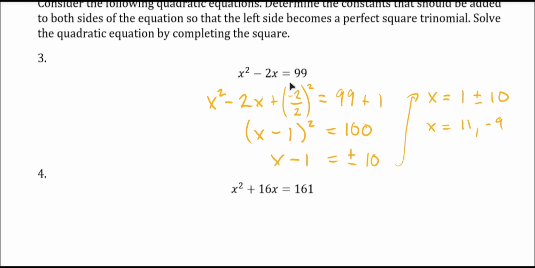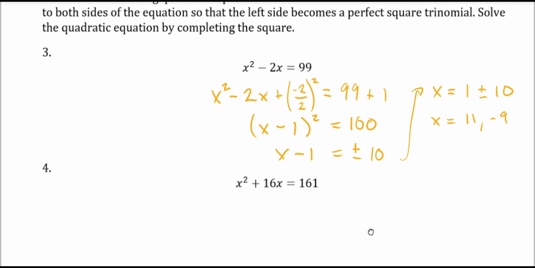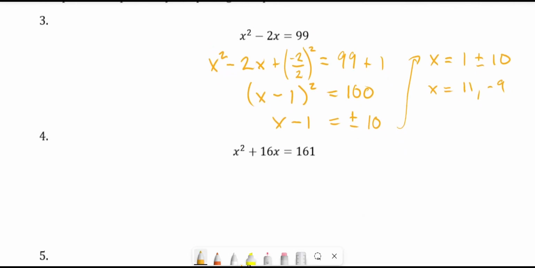Now you might say, well, couldn't I have just brought the 99 over, set it equal to 0, and factored? Yes, you absolutely could have. It would have given you the same answers. But this will actually work for us even if we couldn't factor the equation. So in some sense, it's a more general attack than simply setting it equal to 0 and factoring, which doesn't always work. Now, let's approach this with completing the square in mind.